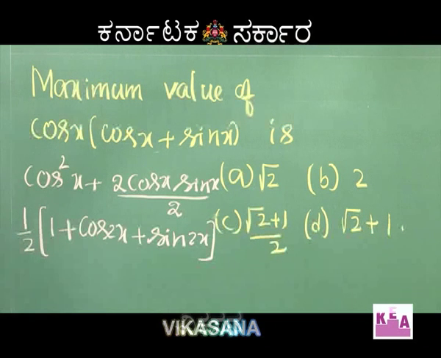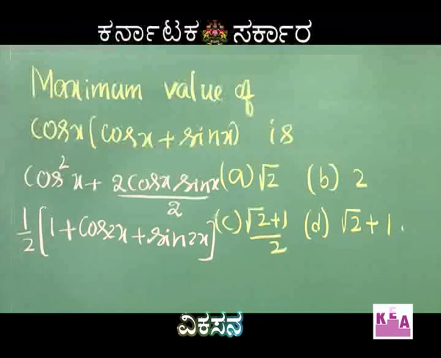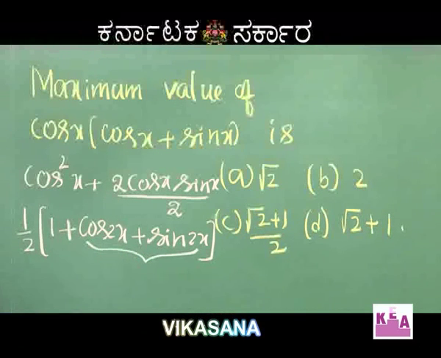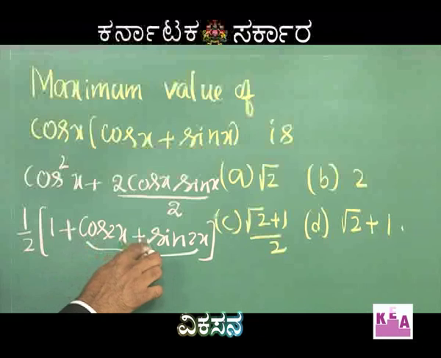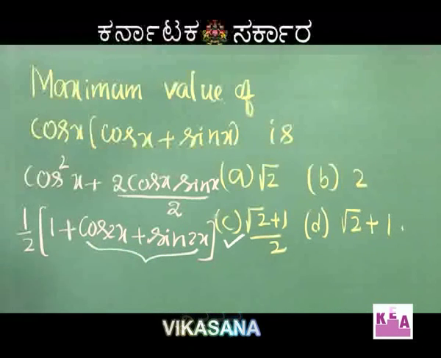Now, what is the minimum value of this? Minus root 2. What is the maximum value? Root 2. Therefore, the maximum value of this full function is 1 plus root 2 divided by 2. Option C is correct. I hope, dear students, you have understood this.